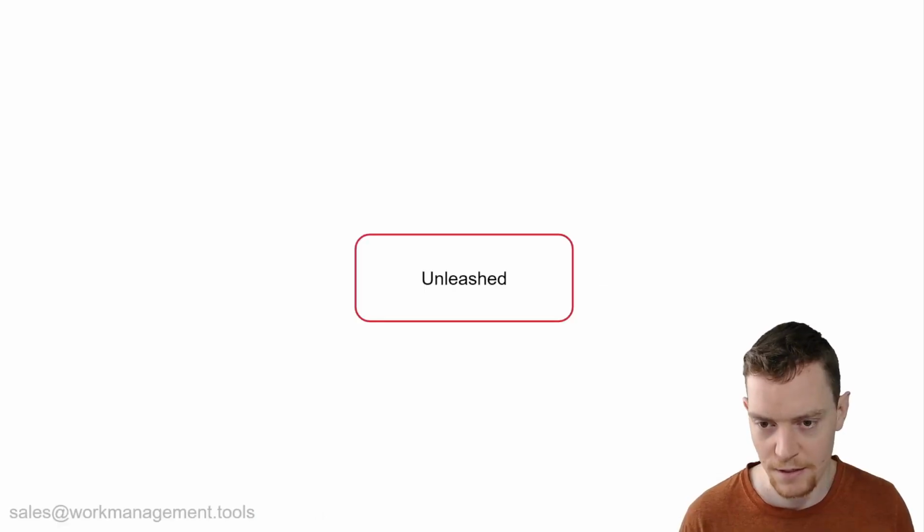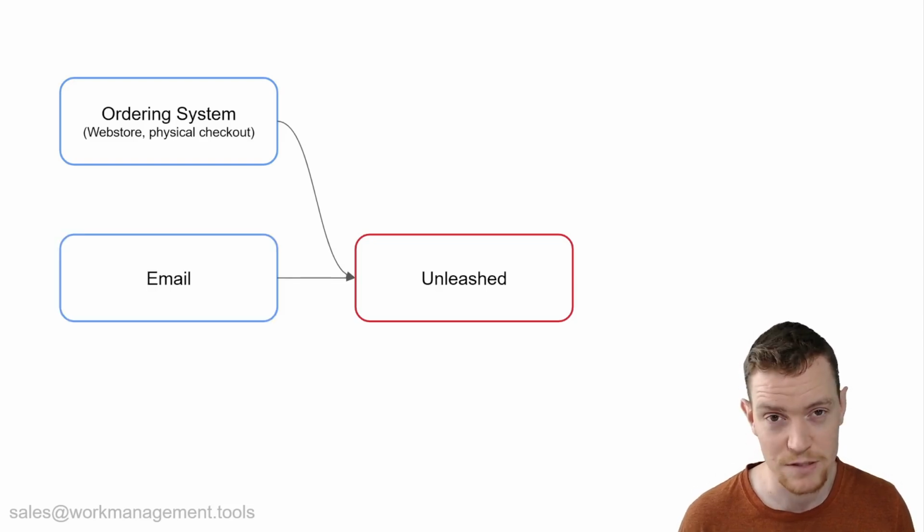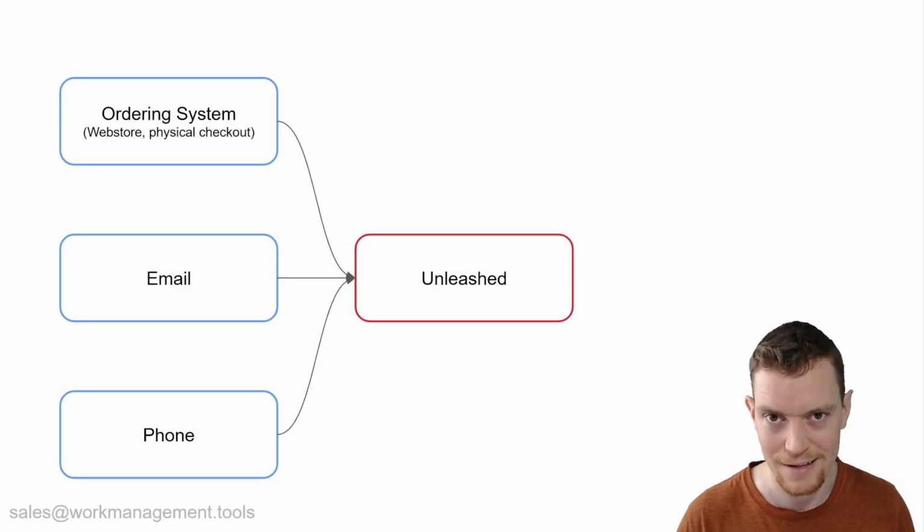So the aim is to get the data into Unleashed. And there's usually 3 ways that sales orders, or purchase orders, go into Unleashed. That is through an ordering system, so either an online store or a physical checkout, where there's structured data being captured and sent through. There's email, which is unstructured data but still written down. And then there's phone or dictated if you're in person, where they just tell you what you want and you need to somehow write that down yourself.